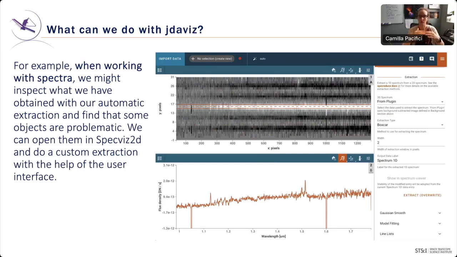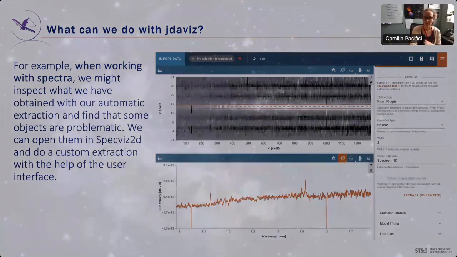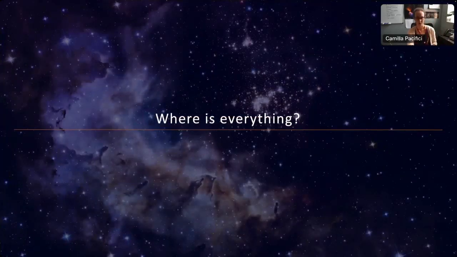So you see where your trace is, where your background is, and what kind of extraction you want to use, what algorithm you want to use, and you get a sense of how your extracted spectrum changes when changing the components or the methods to do the extraction. So these are examples. There are many more.